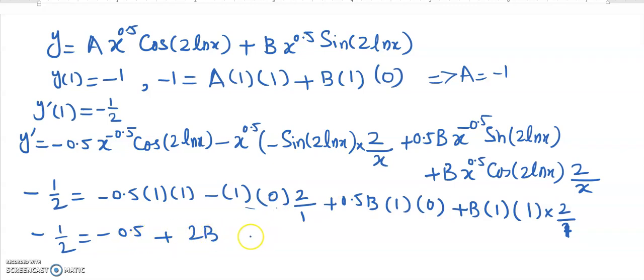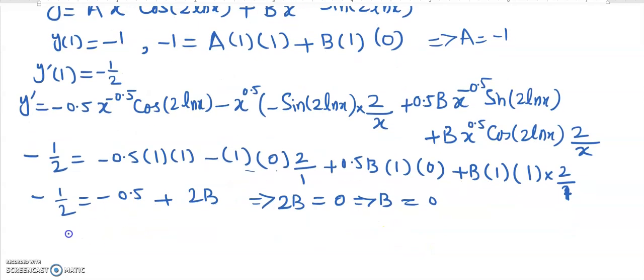So 2b is equal to minus 0.5 minus 0.5, which is equal to minus 1. So from here we can find that b is equal to 0. So now the final equation, because we know that a is equal to minus 1 and b is equal to 0, will be y equals minus x power 0.5 cosine of 2 log x.